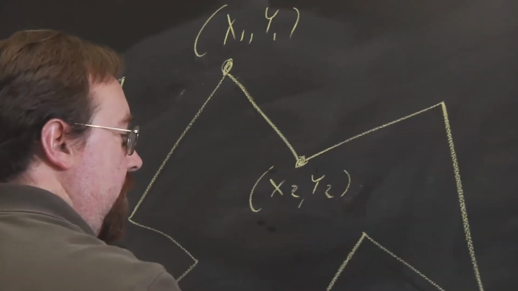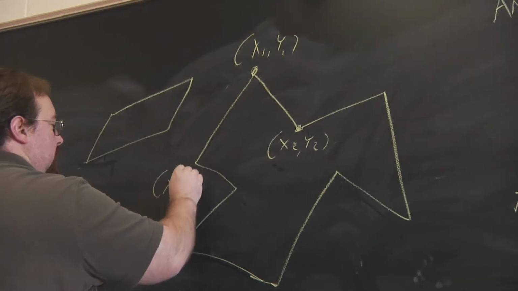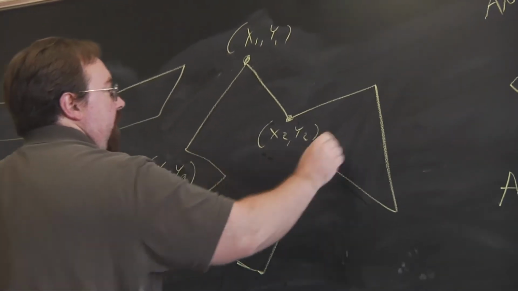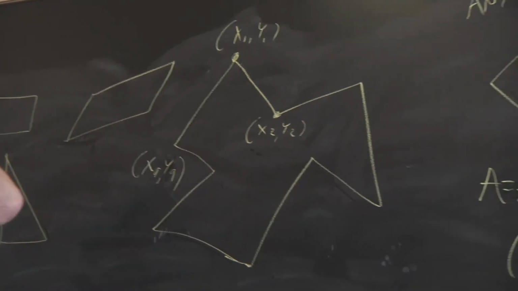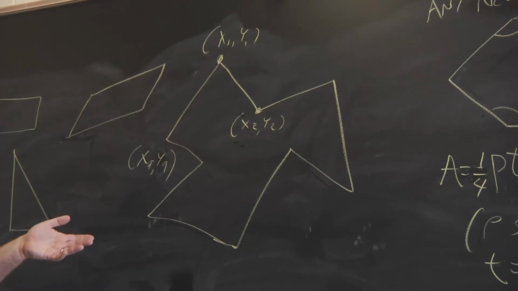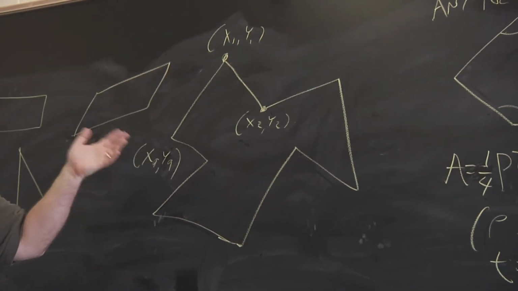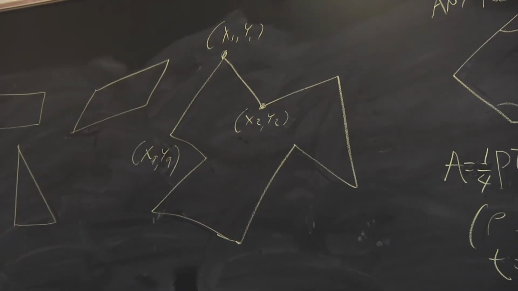1, 2, 3, 4, 5, 6, 7, 8, 9. So you're given the location of all these vertices all the way around. It turns out that there is a surprisingly nice formula for computing the area of even a polygon as crazy as this. And this is where calculus is needed.